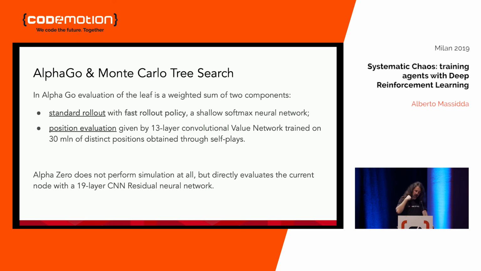In AlphaZero, there's a slight modification. You don't perform any simulation at all, but what you actually have is directly evaluate the current node with a 19-layer CNN, so a convolution neural network with residual connections. And this is the difference between AlphaZero and AlphaGo. And this makes also AlphaZero faster to train because there's less computation going on.